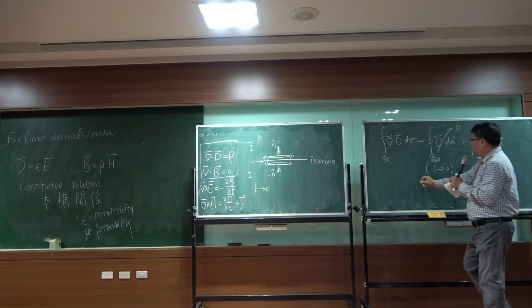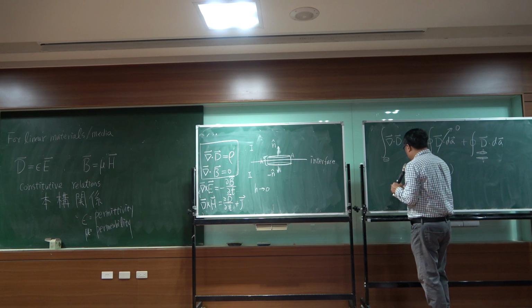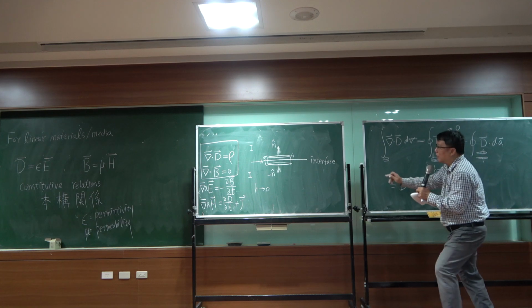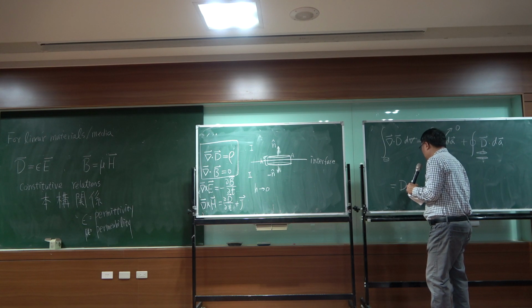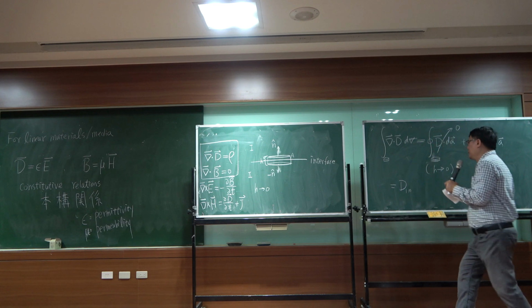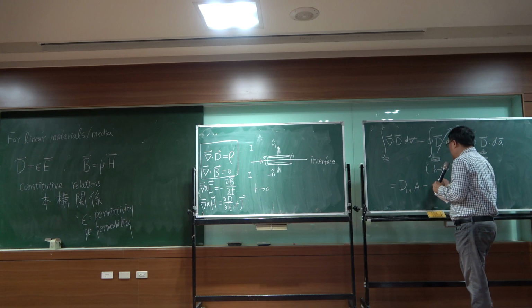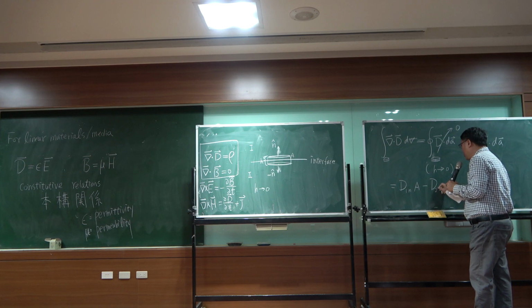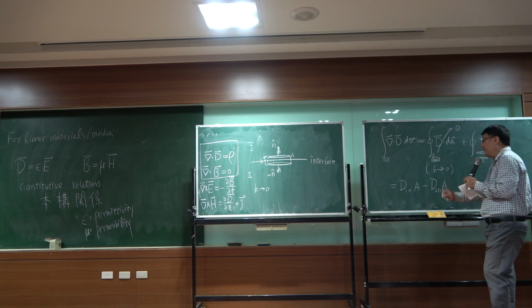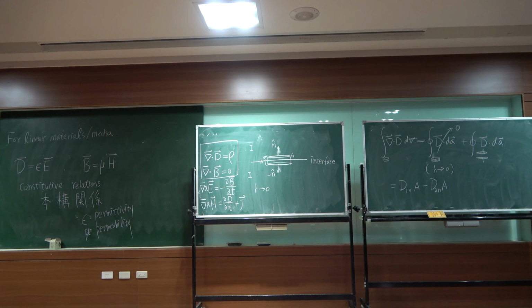And in this part we have D1 normal times A minus D2 normal times A. Okay, here D1, 2 normal means n dot D1, 2.